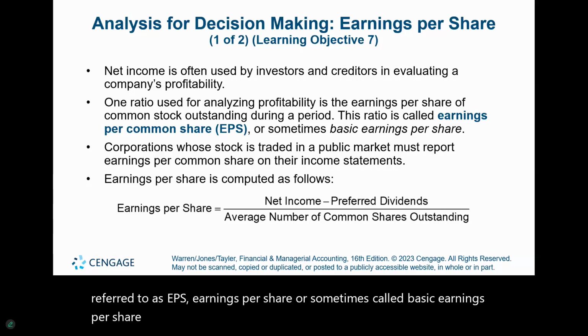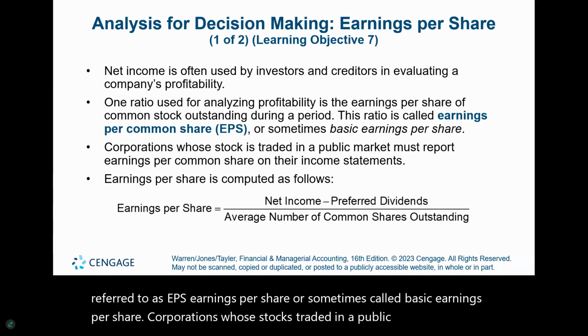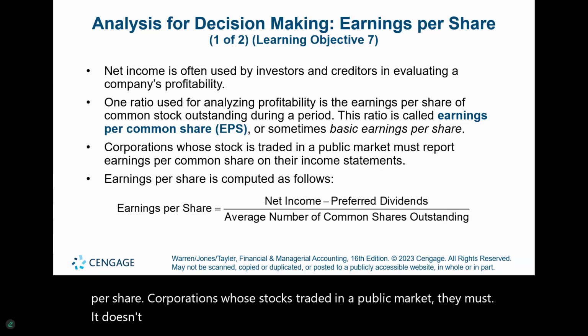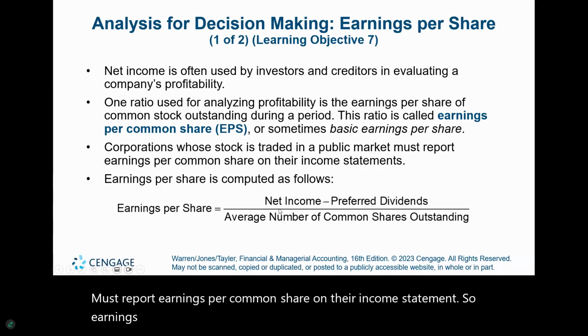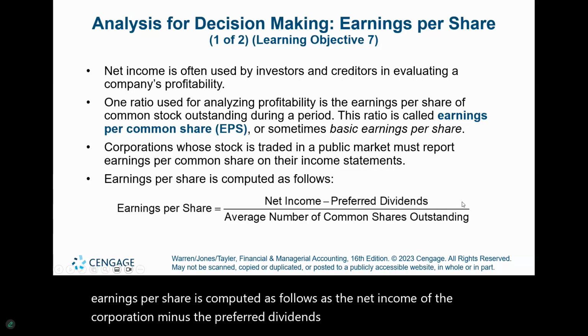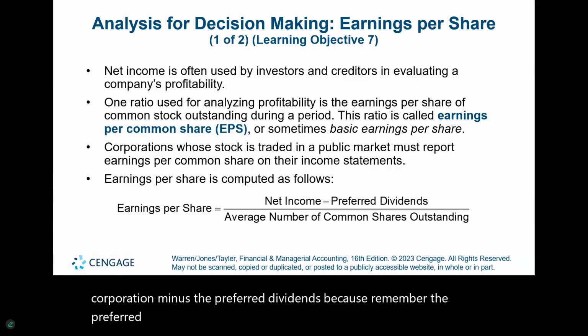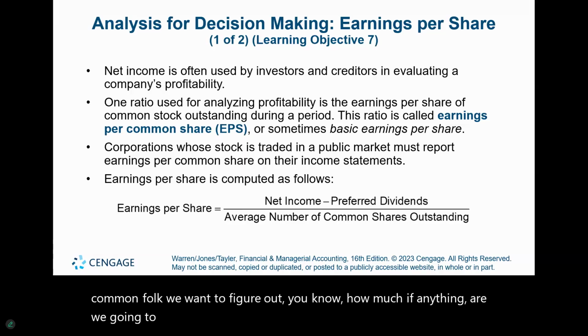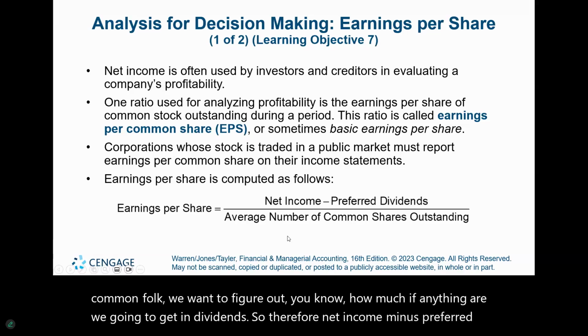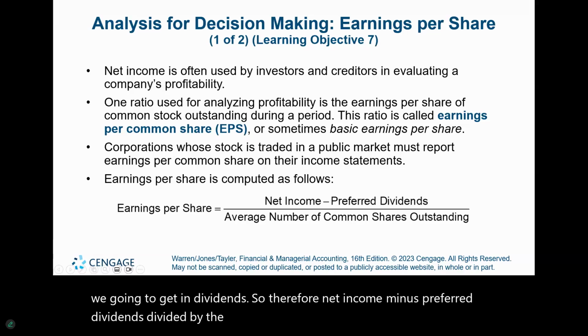Corporations whose stocks are traded in a public market must, it doesn't say might, must report earnings per common share on their income statement. So earnings per share is computed as follows. It's the net income of the corporation minus the preferred dividends, because remember, the preferred shareholders receive preference to dividends, but the common folk, we want to figure out, how much, if anything, are we going to get in dividends? So therefore, net income minus preferred dividends divided by the average number of common shares outstanding.